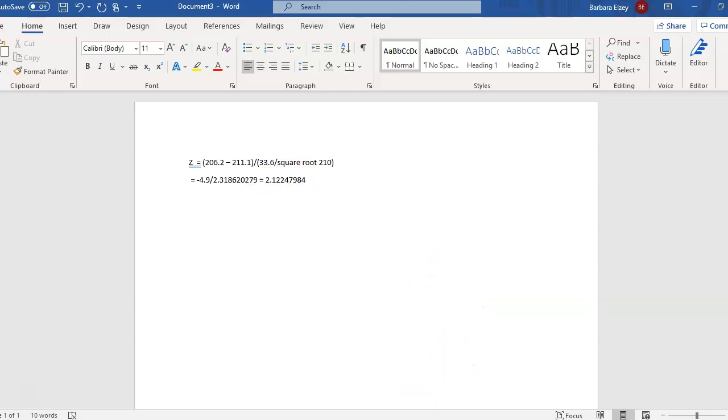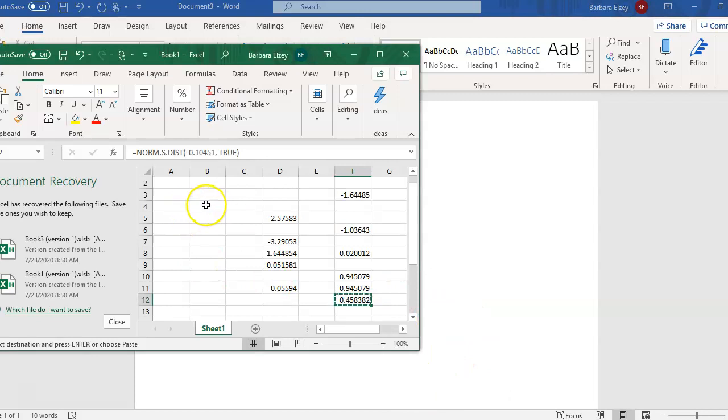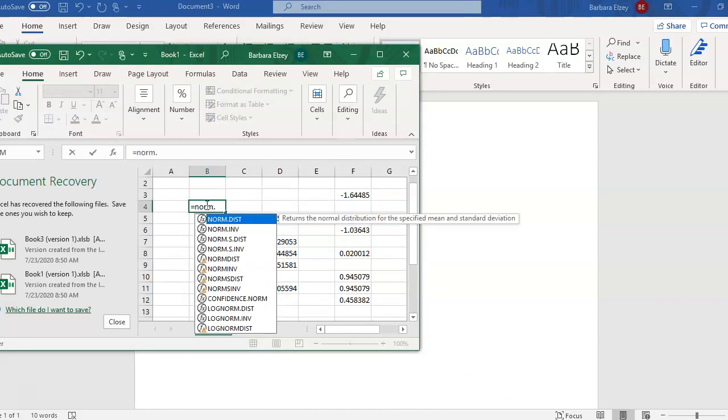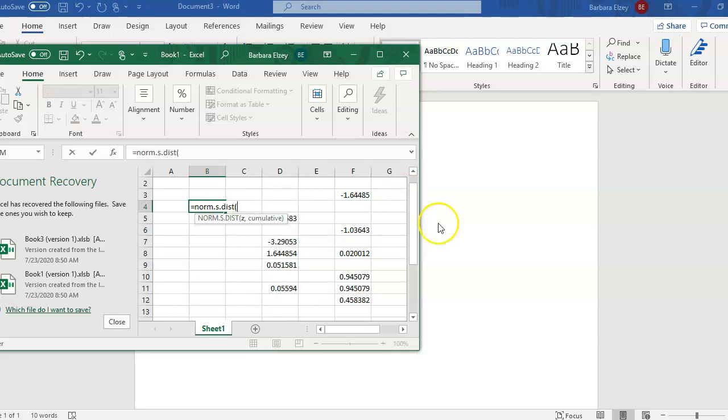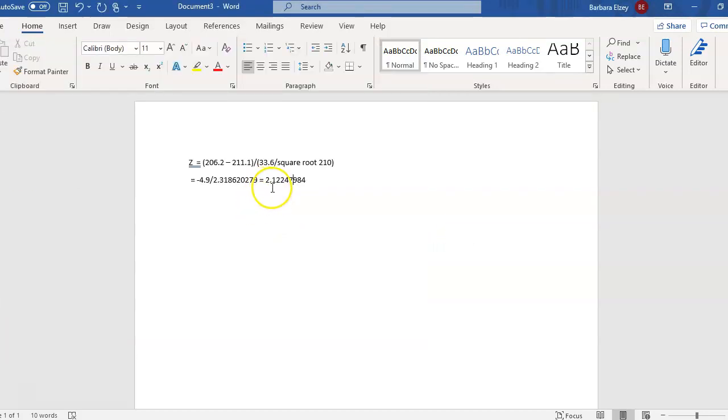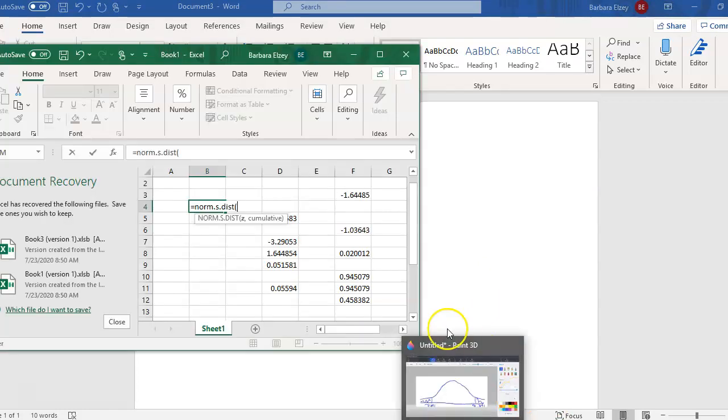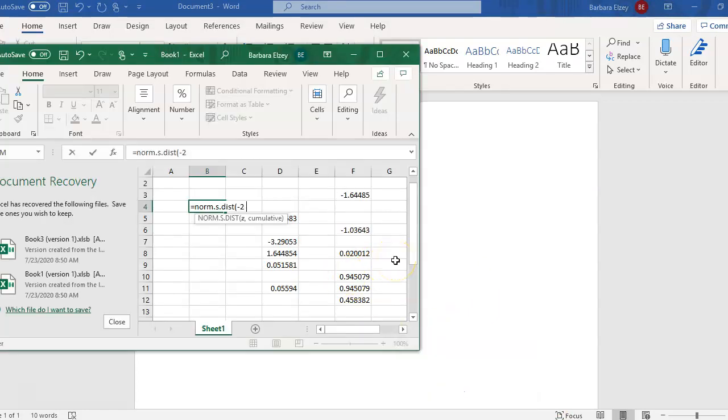And I'm going to use Excel to get a more exact value. So to use Excel, we'll do equals NORM.S.DIST, and we're going to put this z value in. I'm going to put it in as 2. Oh, and this should be negative. I just realized that somehow I lost my negative when I put it in the calculator. This should be negative 2.1224, let's just call it negative 2.1225. So negative 2.1225, and then we put the word true, close it, and hit enter.